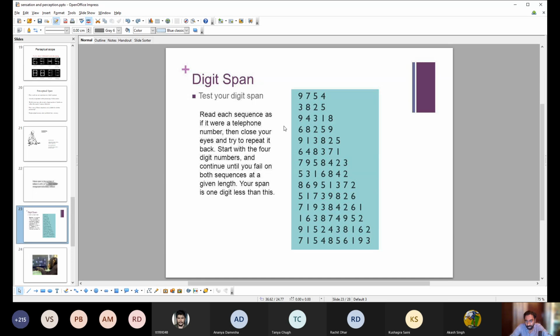So Kushagra, what you say, there's a word for it in psychology and also in AI, because this has been used in modeling work also, which is called chunking. Chunking essentially is exactly what you said. I can break this 10 into chunks of 3 or 2. So I can say 71, 54, 85, 61, 93. I can break it up in chunks of 3, which is 715, 485, 619, or even 4.